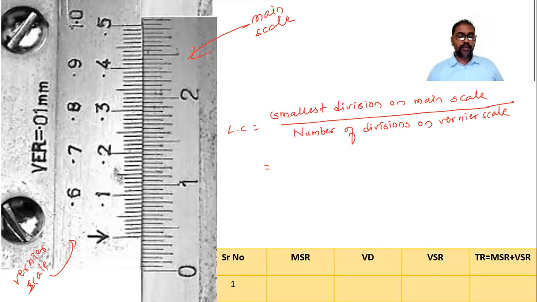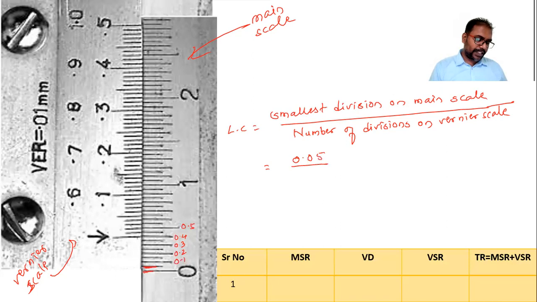Okay. Now smallest division on main scale means the value of the line which is coming after the 0. Listen here, after 0, this is 0.1, this is 0.2, this is 0.3, this is 0.4, and this bigger one is 0.5. But between 0 and 0.1, another smaller line is there, and its value is 0.05. So the smallest division on the main scale is 0.05, and then the total number of divisions on the vernier scale.